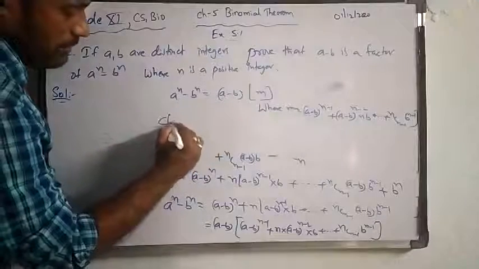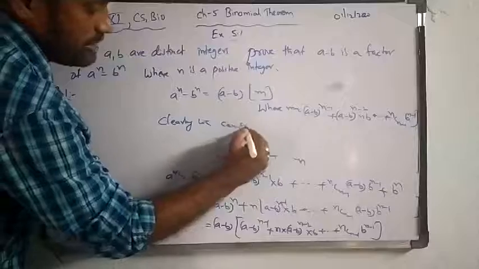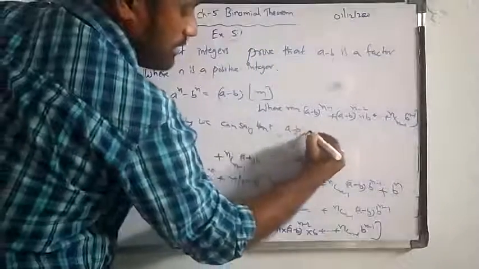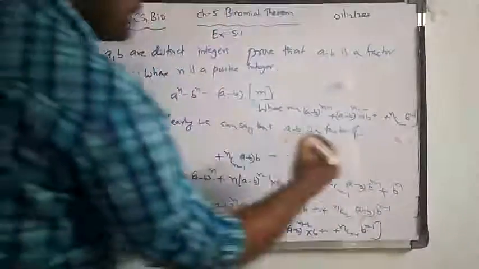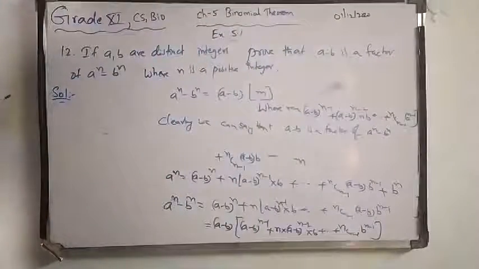So clearly we can see that a minus b is a factor of a to the power of n minus b to the power of n.